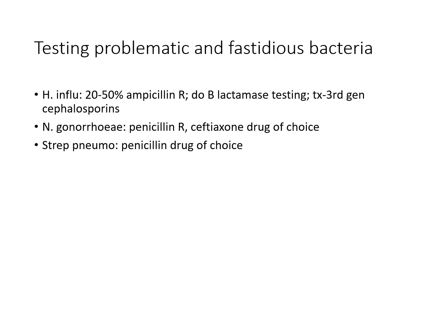Haemophilus influenzae: 20 to 50% will show ampicillin resistance. We're going to perform beta-lactamase testing, and we're going to treat with a third-generation cephalosporin. For Neisseria gonorrhoeae, penicillin resistance is becoming more common, so the drug of choice is actually ceftriaxone. And then we have Streptococcus pneumoniae. The drug of choice for this is penicillin.